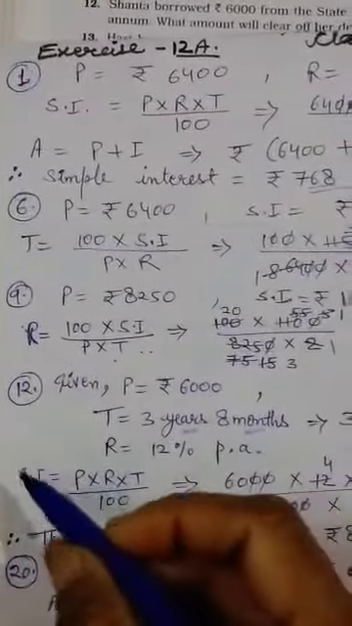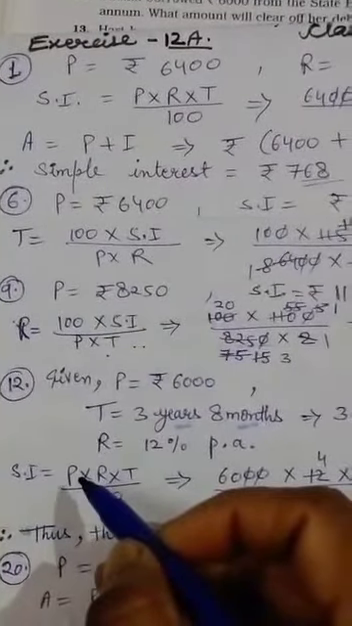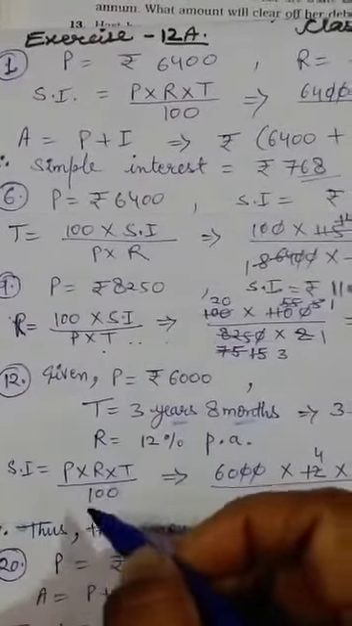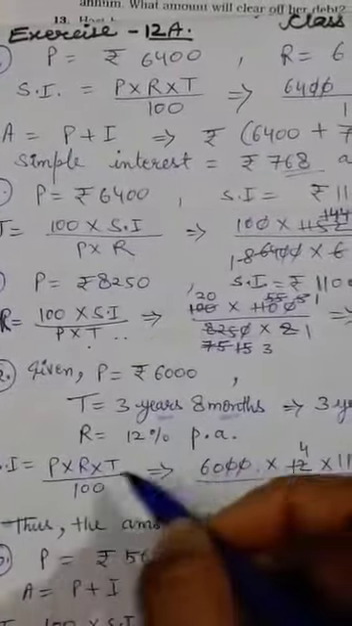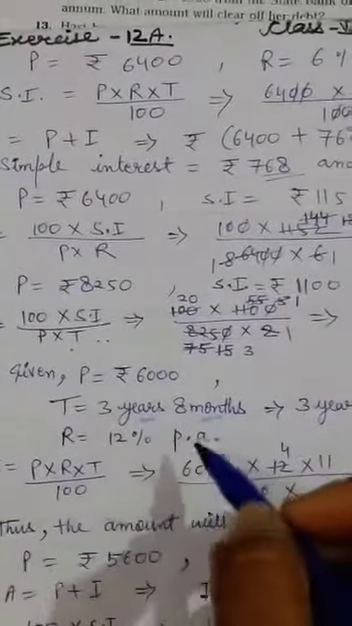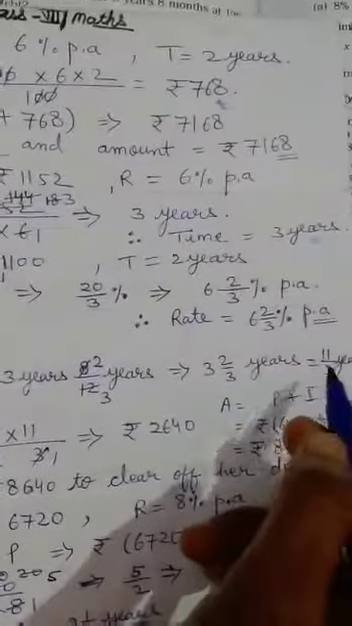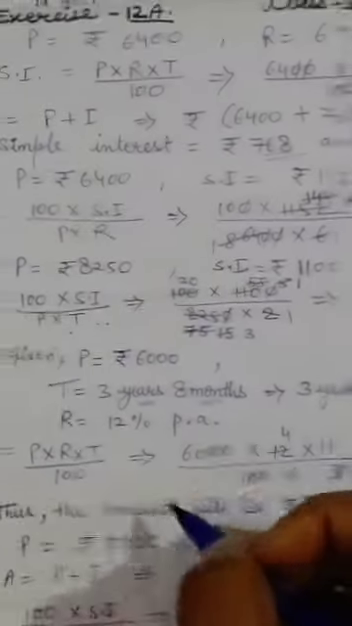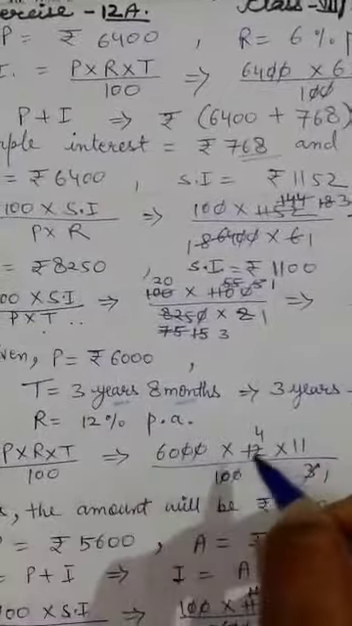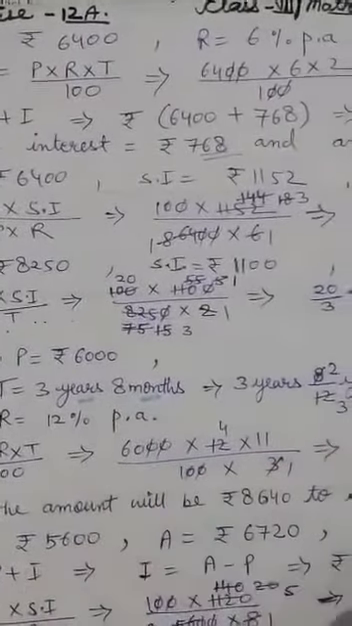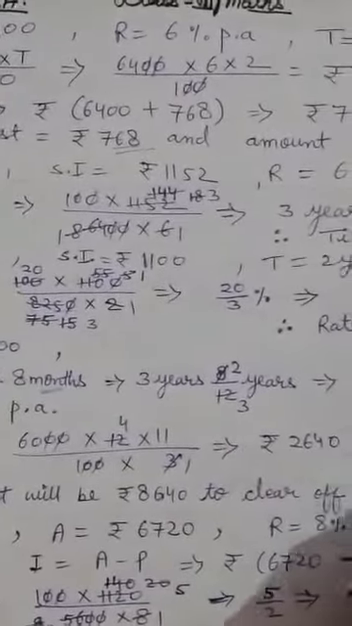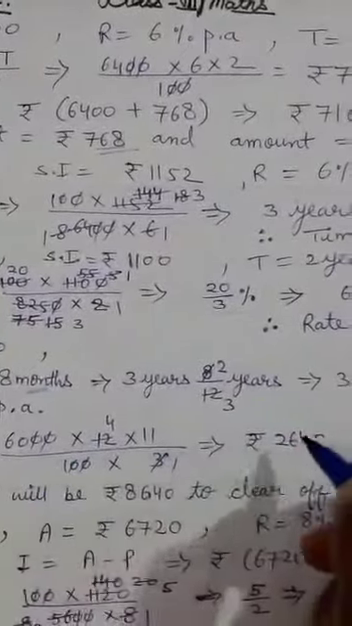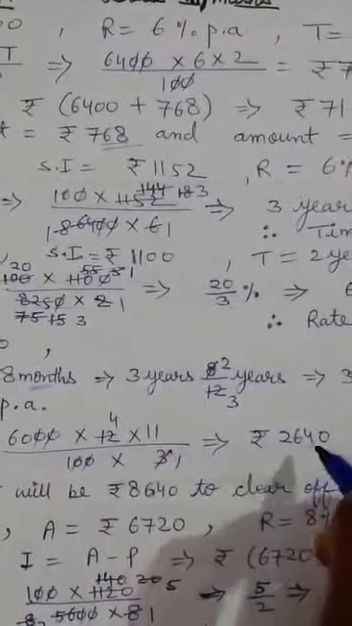So simple interest formula is P into R into T upon 100. Now put its value. P is 6,000, rate is 12, into time is 11 upon 3, multiply 100. Now cut the 0s, cut the 3, 1 the 3, 4 the 12. Now multiply the remaining part, you will get rupees 2,640.